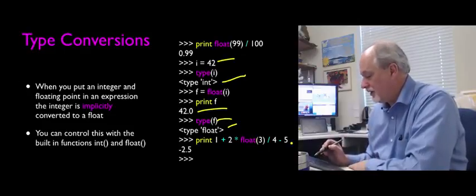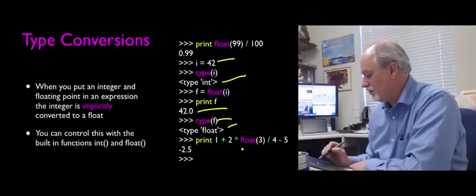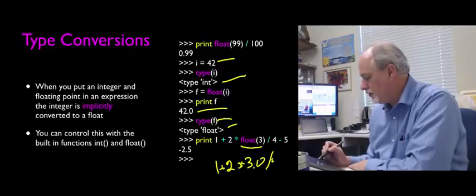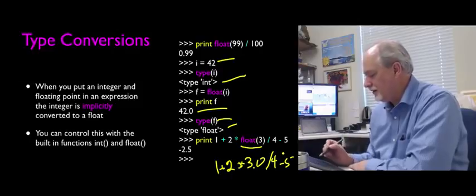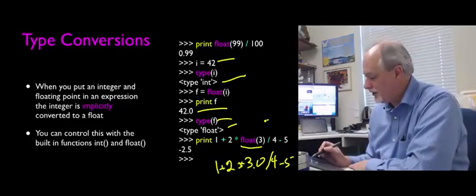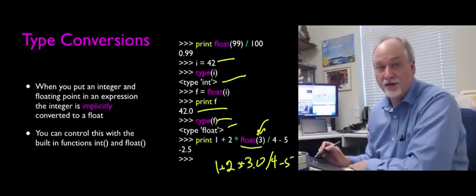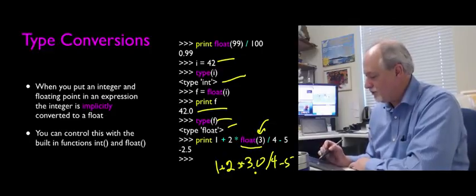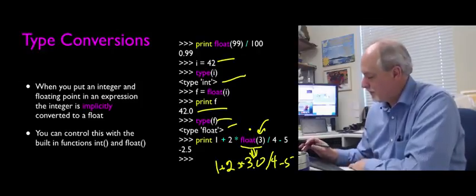And you can also do the same thing in the middle of a calculation where you have 1 plus 2 times float of 3.0 over 4 minus 5. So the first thing that happens is these floats are done because they're in parentheses, so they matter. So this is a built-in function called float that takes as its argument a non-floating point number and gives you back a floating point number. We'll talk more about functions in Chapter 4.